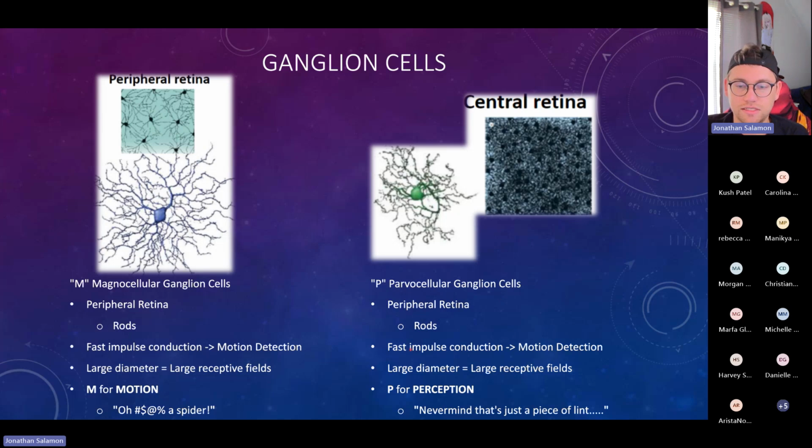Oh, sorry. I have to correct this. I'll correct this before I post it. I copied this over and it just didn't save this version. Anyways, ignore these three lines. They're the opposite of this. So your P ganglion cells are in your central retina, and they're mostly cones, not rods.